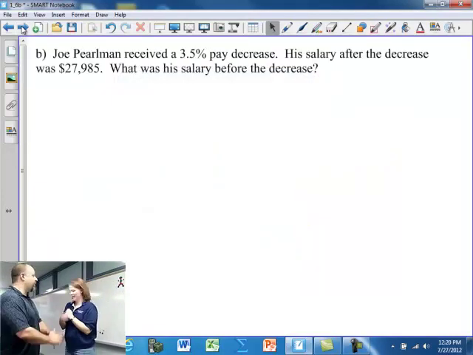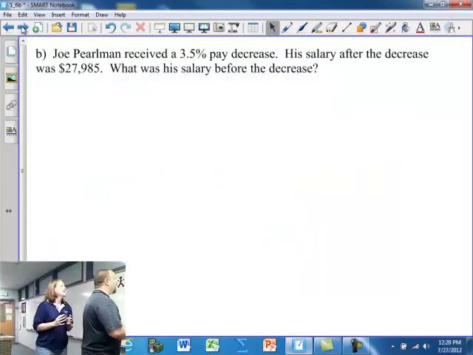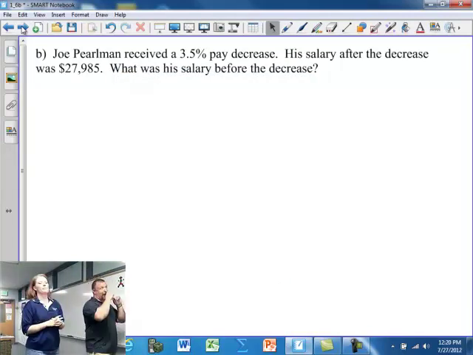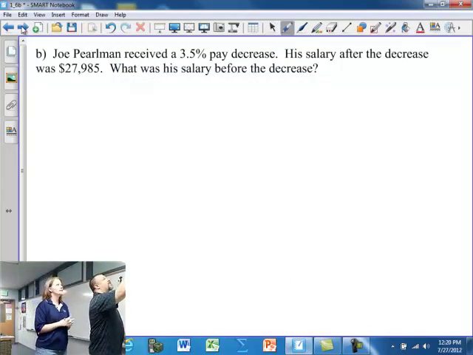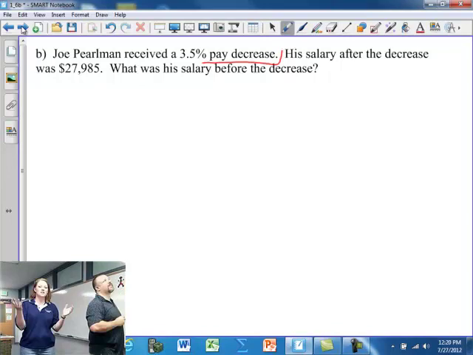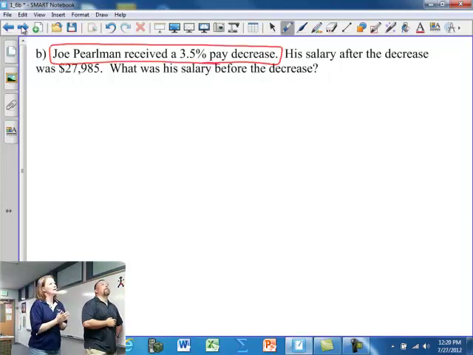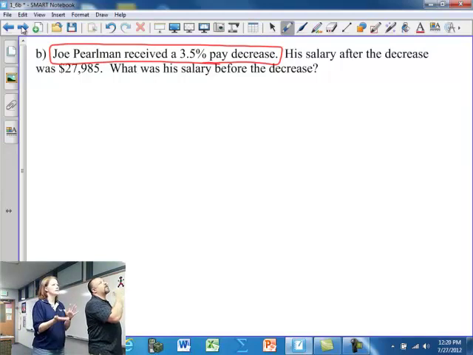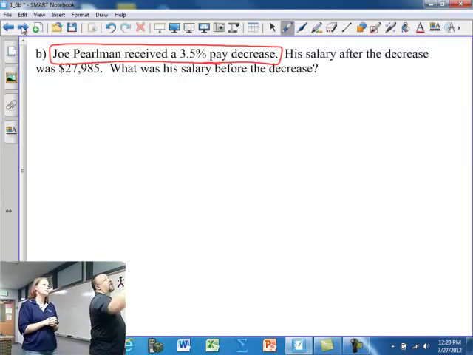Okay. Alrighty, more percentage problems. How about Joe Perlman? You want me to do Joe Perlman here? All right. So Joe Perlman is going to receive a pay decrease. Oh, that sucks. He didn't do his homework, and no, it's a recession. He's got a pay decrease. Oh, well, there you have it. His salary after the decrease was $27,095. So what was his salary before?